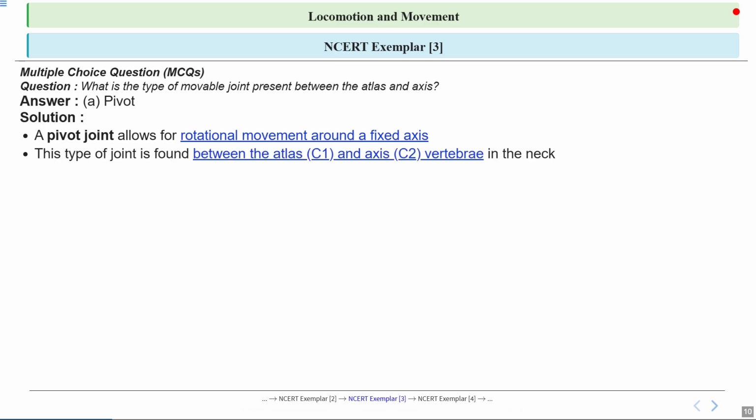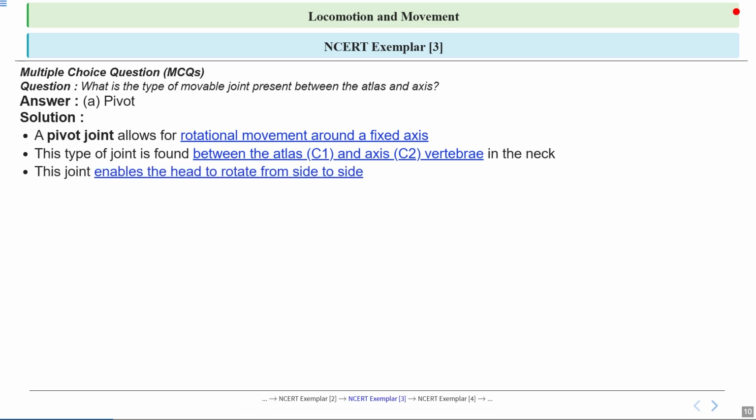Now this joint is found between the atlas, that is C1, and the axis, which is the C2 vertebra in the neck, and is a unique pivot joint that allows the head to rotate side to side, such as when you turn your head to look over your shoulder. So it is called a pivot joint because one bone, that is the atlas, rotates around the other, that is the axis, enabling smooth and controlled movement of the head.